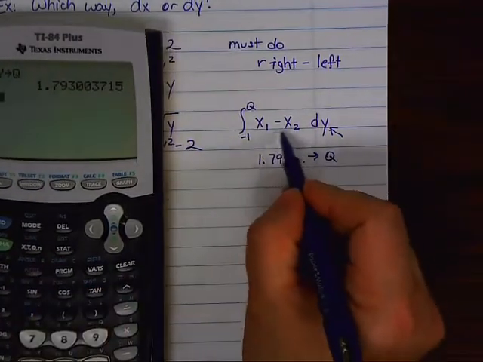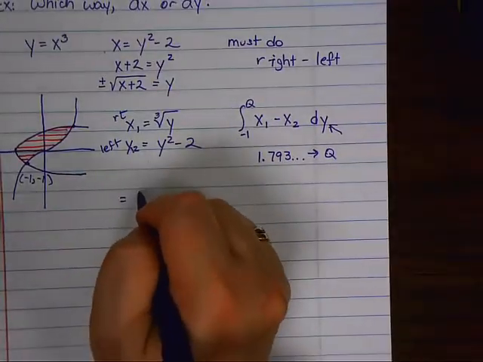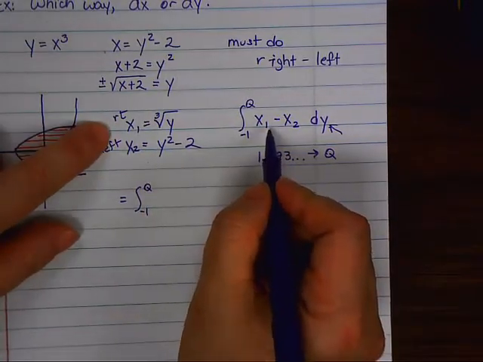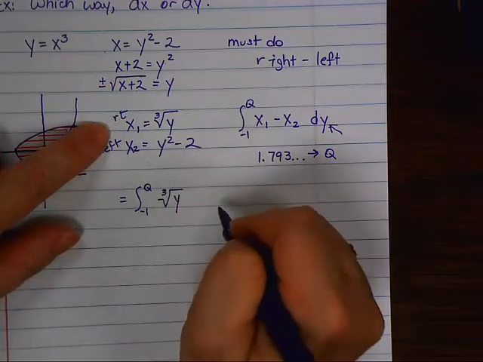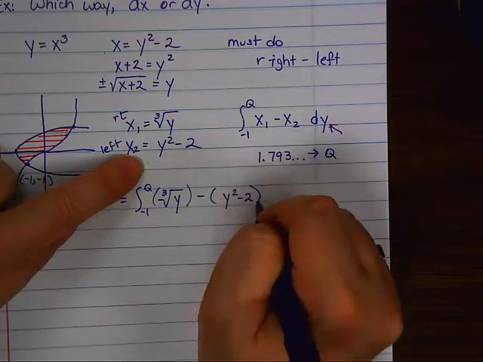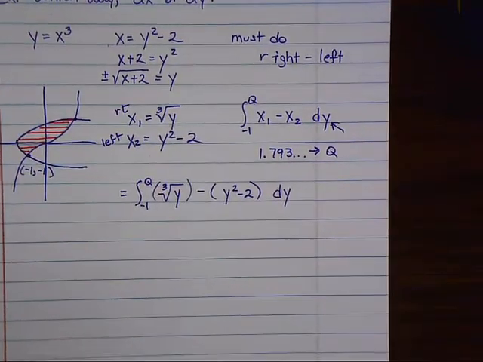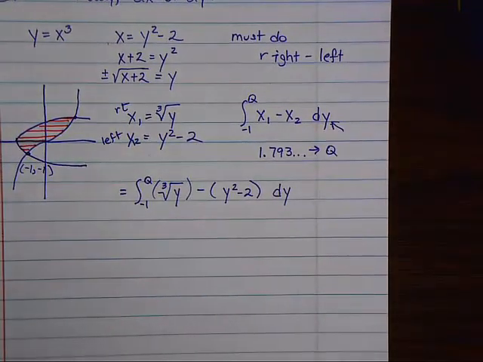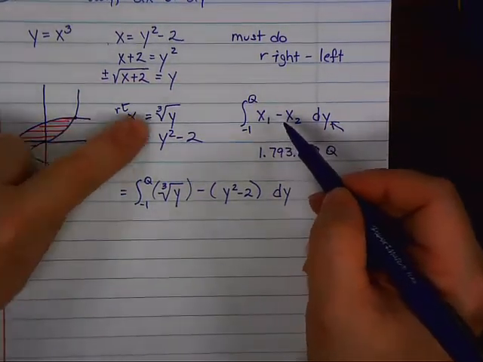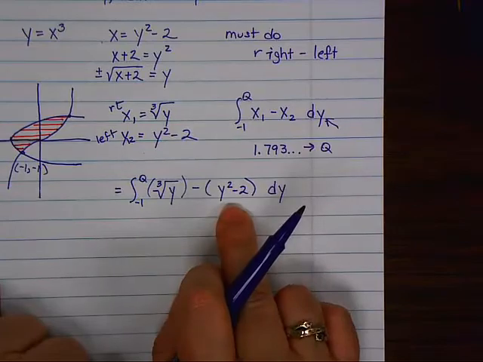Okay, I cannot type this in the calculator though, so I need to change it back to the equations. Let me move that aside for a second. So the one that I'm going to type in the calculator is going to be from -1 to Q, the x1 equation, which is the cube root of y, minus the x2 equation, y squared minus 2, in parentheses, dy. This step here is just setting the template for what you're going to write down. x1 I knew was the cube root. x2 I knew was the other equation. The parentheses, especially this time, are so important.